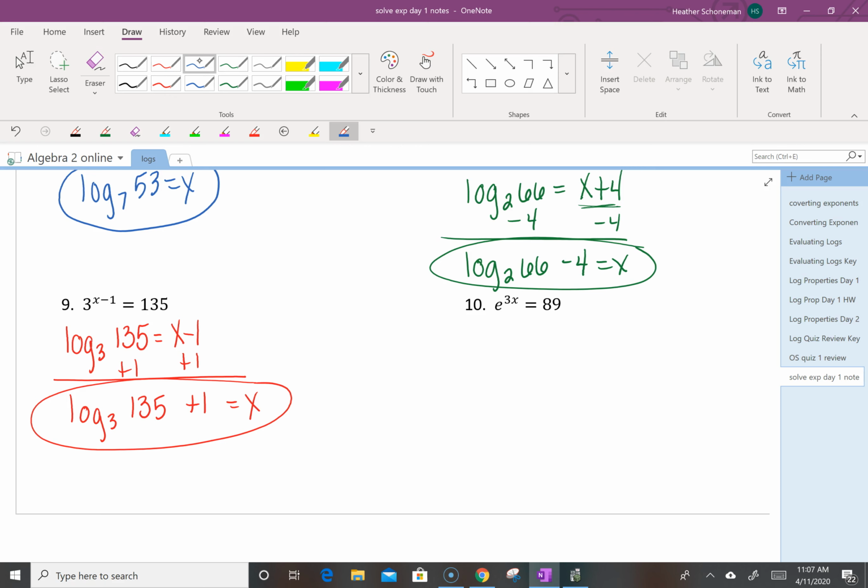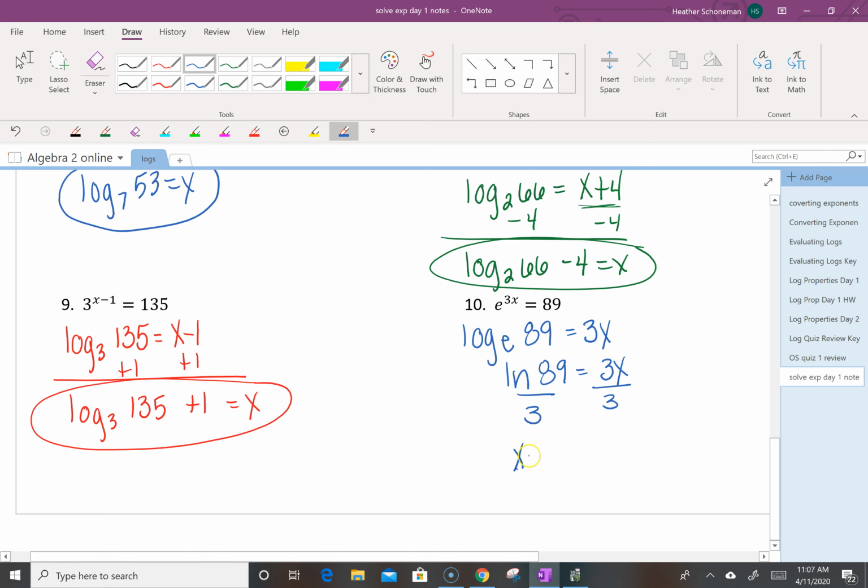All right, last one. This would be log base e of 89 equals 3x. But if it's log base e, we don't leave it that way. We rewrite it as the natural log, so that's ln of 89 equals 3x. But x isn't by itself yet, so I'm going to divide by 3. So x is going to equal the natural log of 89 over 3. And that's it for today.